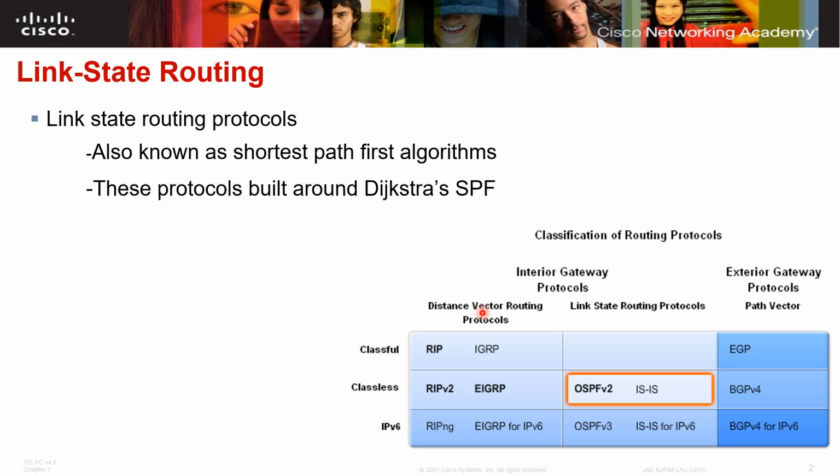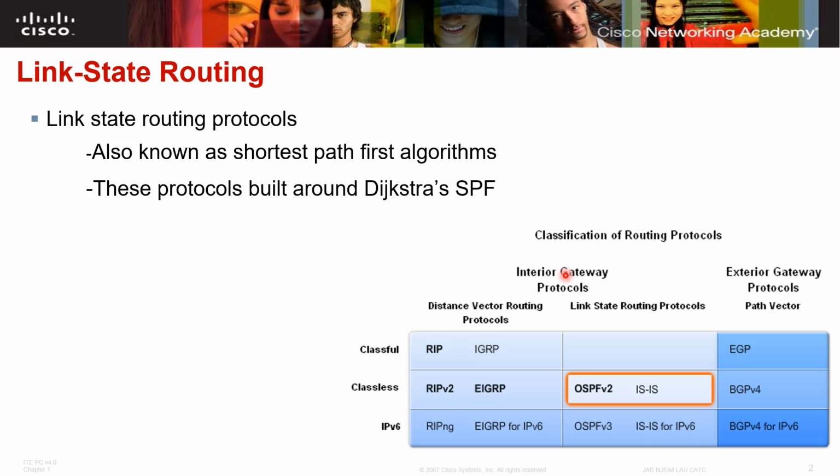And as we said in the first lecture, we have interior gateway routing protocols and exterior gateway routing protocols. Interior gateway routing protocols run inside the same autonomous system. The exterior gateway routing protocols run between different autonomous systems.